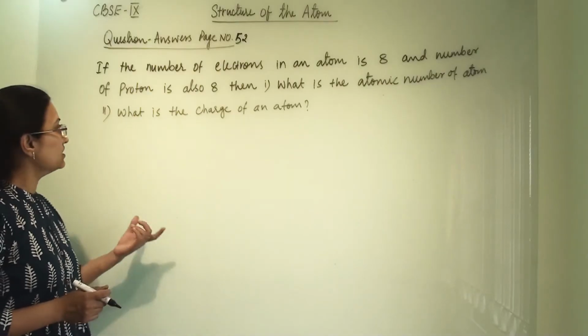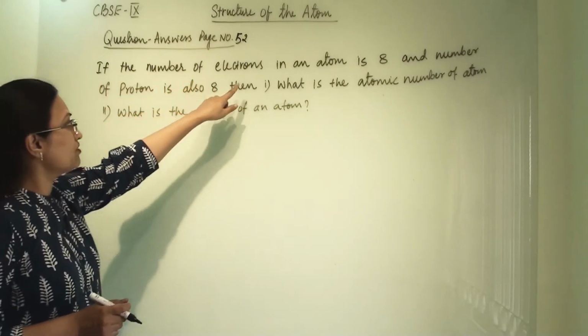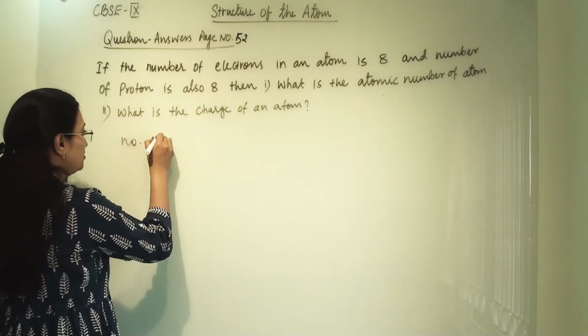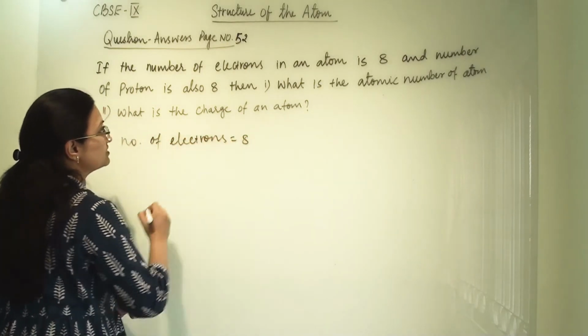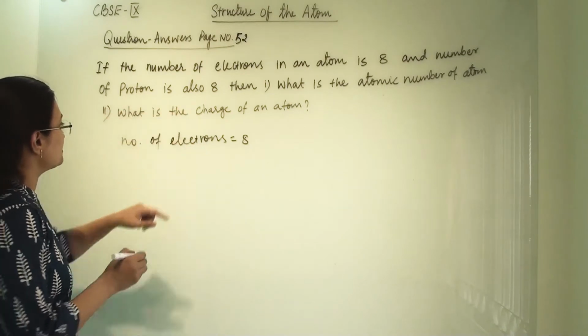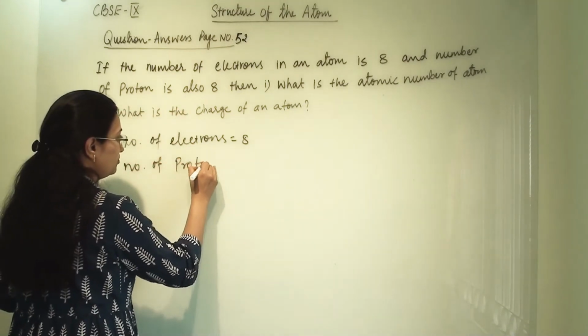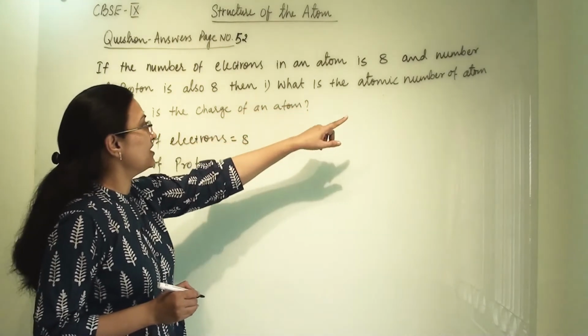Let us discuss another set of questions. The first question is, if the number of electrons in an atom is 8, so the number of electrons is 8 and the number of protons is also 8. Then what is the atomic number of the atom?